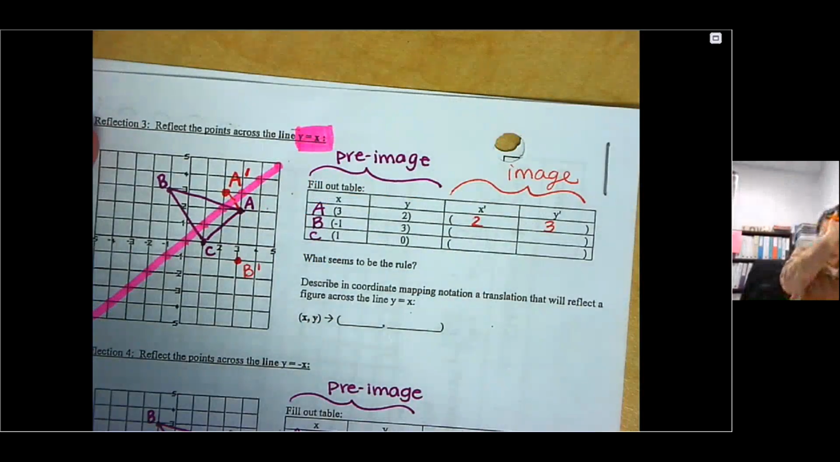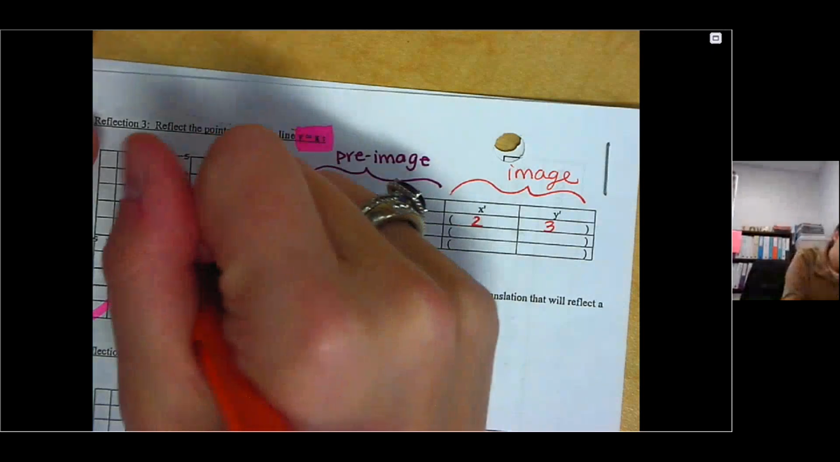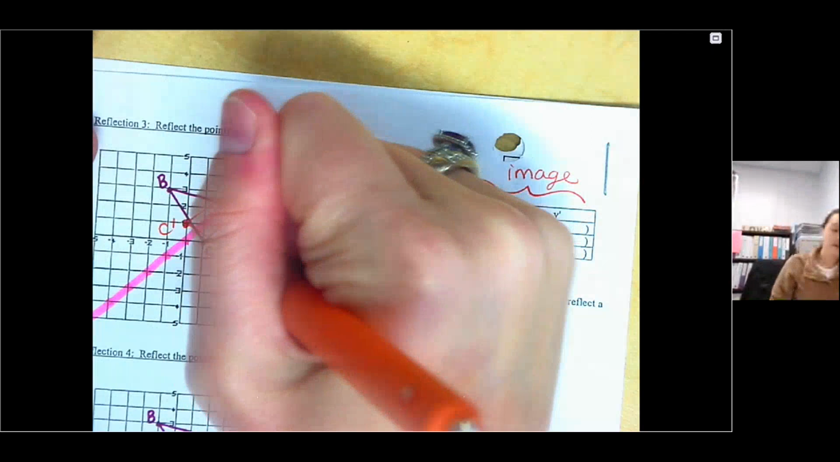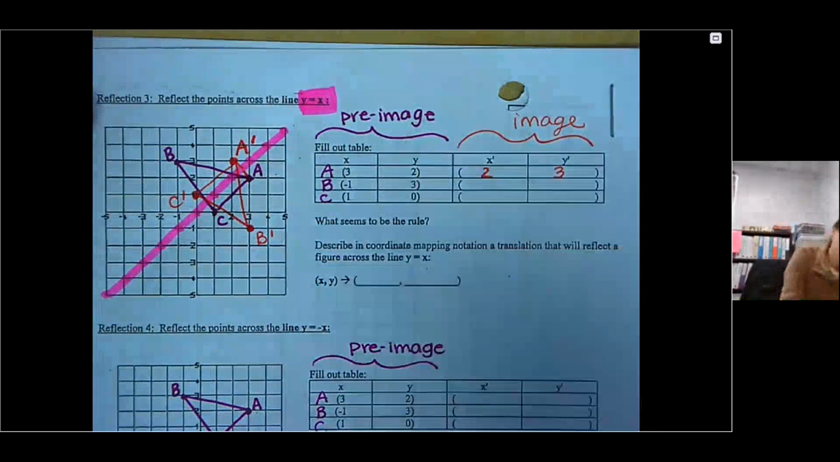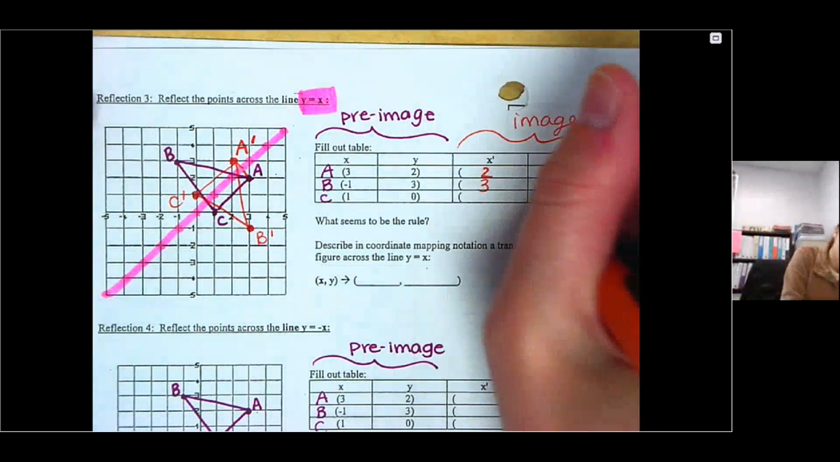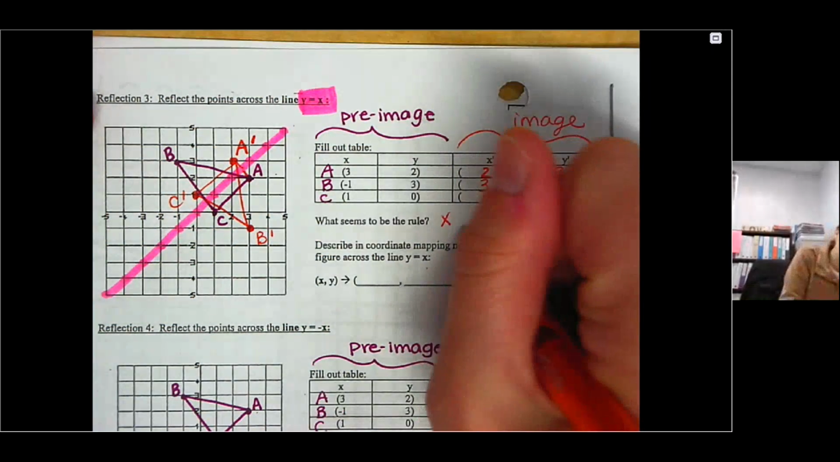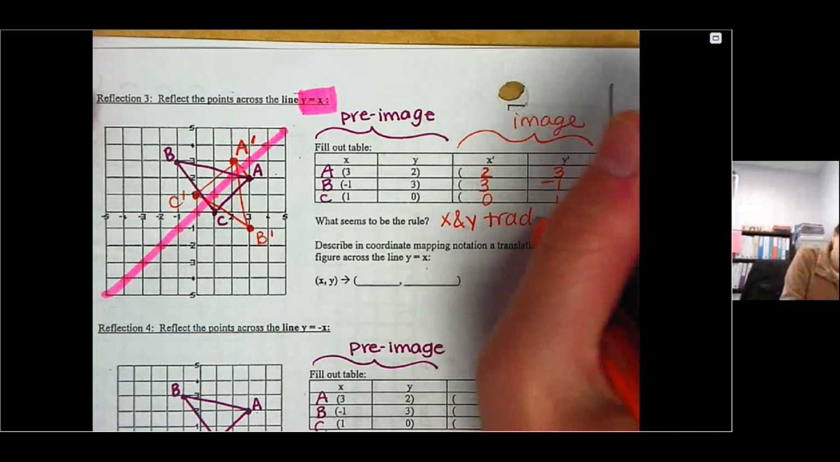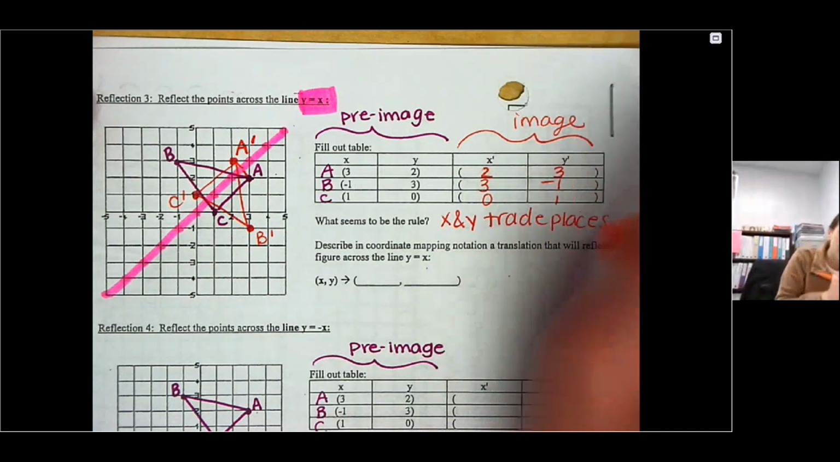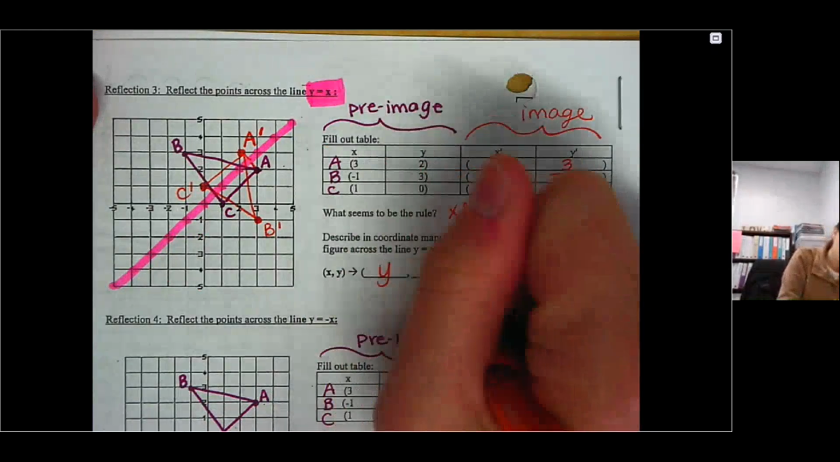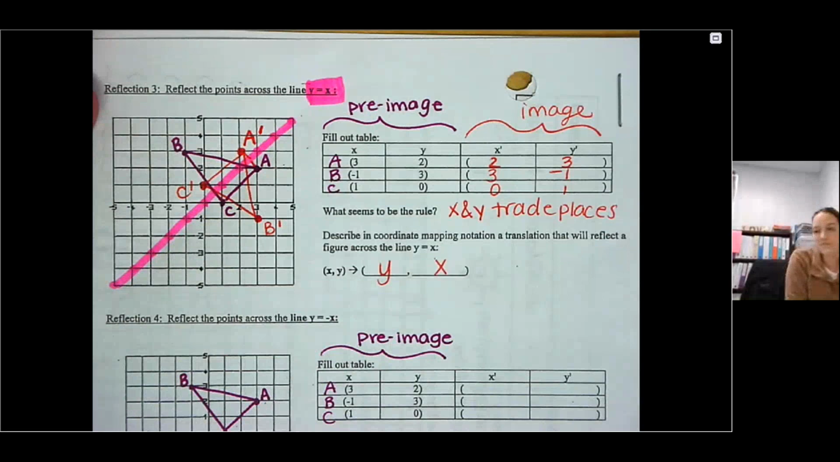And then C prime, instead of 1, 0, will be at 0, 1, which is right here. And now you have reflected over this line here. And again, they just trade places, 3, -1, and 0, 1. So our rule is that our x and y's trade places. So when I write it as a coordinate mapping notation, I write it as (x, y) becomes (y, x). They just trade places. Okay, last one.